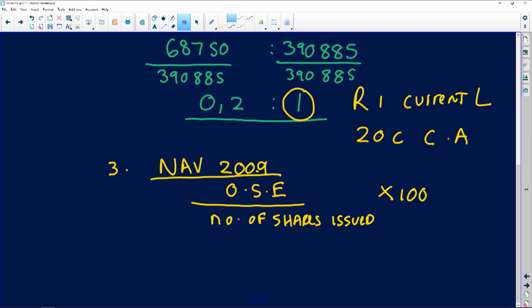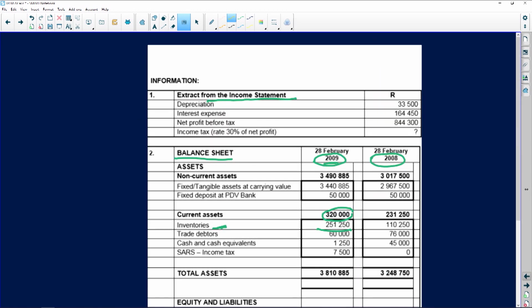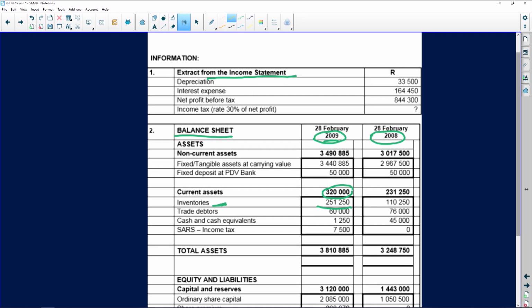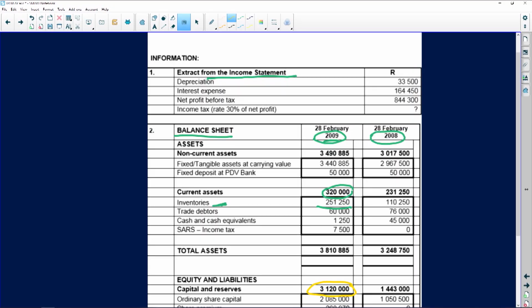Okay, so ordinary shareholders' equity, I'm going to my balance sheet. And if I go to my balance sheet, I'm looking at my capital and reserves. So remember guys, capital and reserves, this is another word for shareholders' equity and is made up of my ordinary share capital and retained income. So that gives me a figure of 3,120,000. So let's take that through.